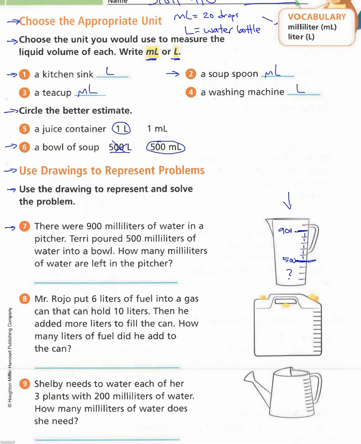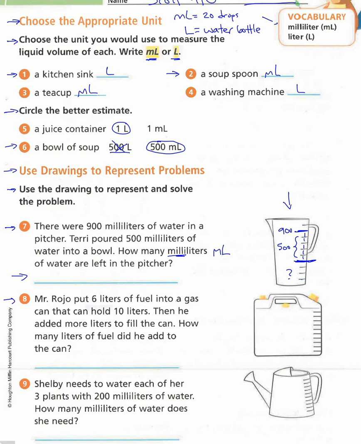Sorry, I'm probably doing that in the wrong way. That was 900. But this amount right here is 500. So what does that line represent? How much is left in there? So go ahead right here, write an equation, and then answer it. And remember, we're talking milliliters, and you could use ml as your answer there. And then when you're ready, let's go on to number 8.